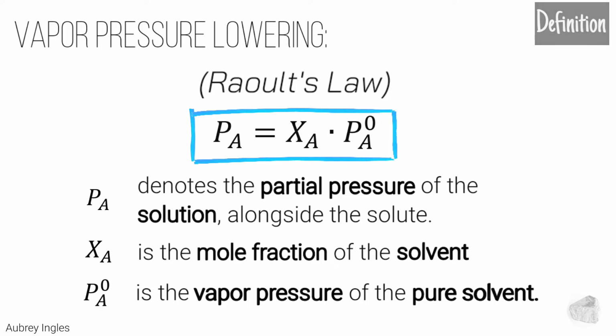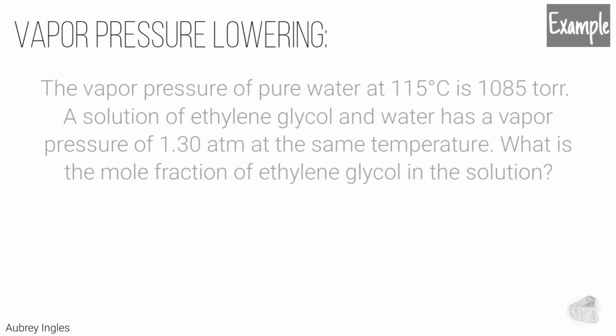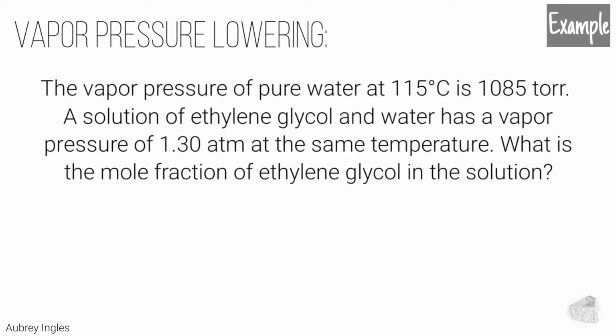Let's look into this example. The vapor pressure of pure water at 115 degrees Celsius is 1085 torr. A solution of ethylene glycol and water has a vapor pressure of 1.30 atmospheres at the same temperature. What is the mole fraction of ethylene glycol in the solution?